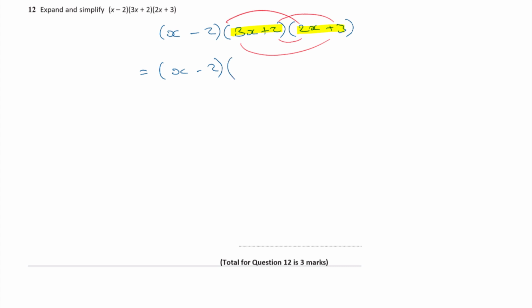Okay, so let's just do FOIL on the last two brackets. So I've got 3x times 2x.